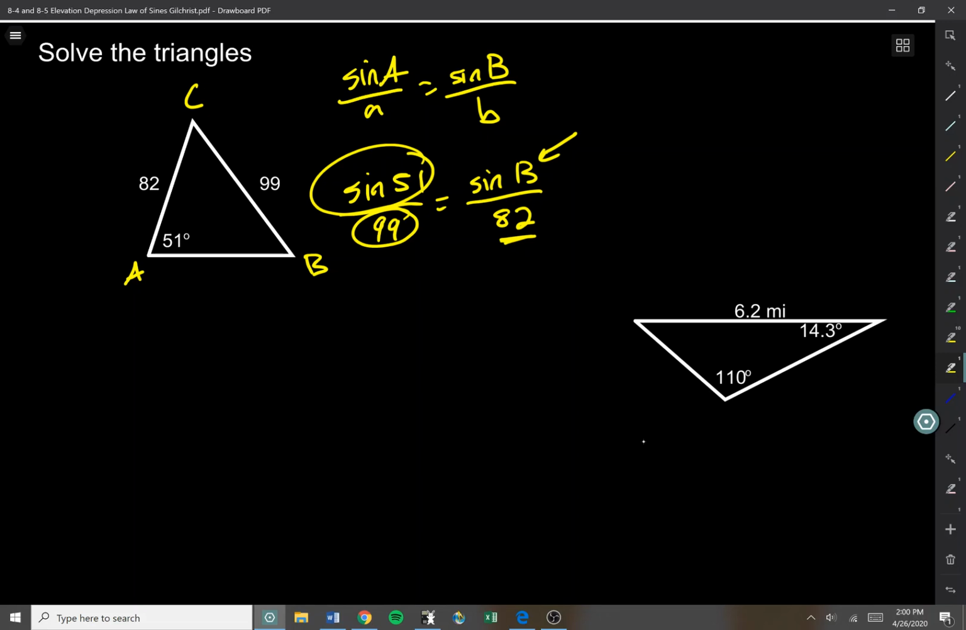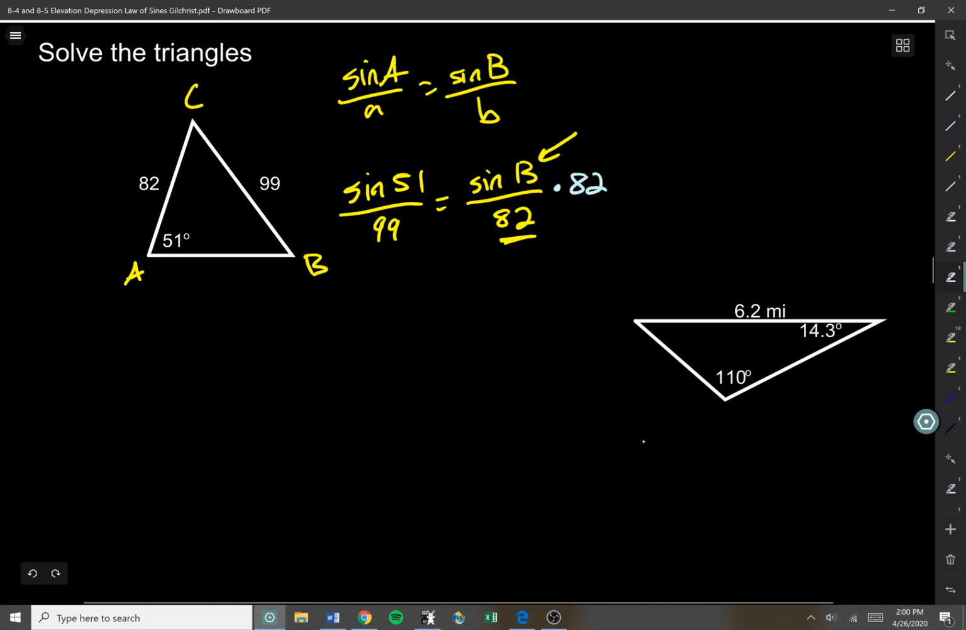I could do the cross multiplying, but I can do the cross multiplying in my head, or even just think I don't have to cross multiply. I can just multiply both sides by 82. So really I have 82 times the sine of 51 over 99 equals the sine of B.